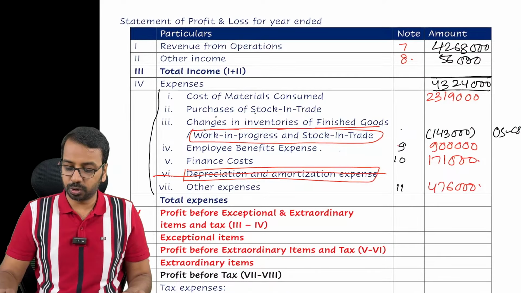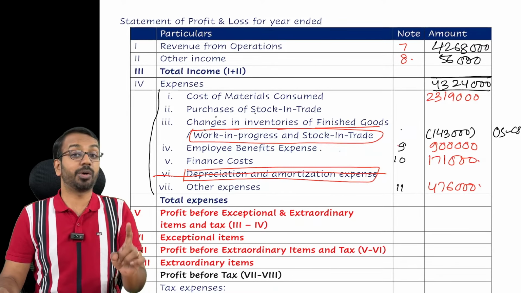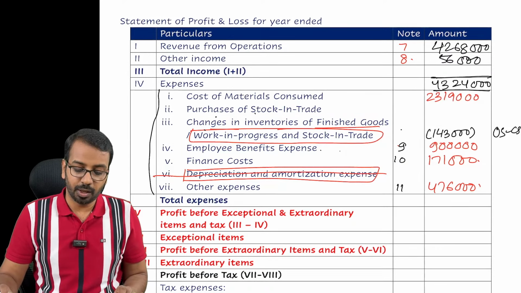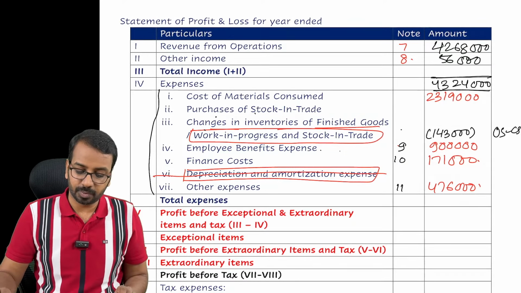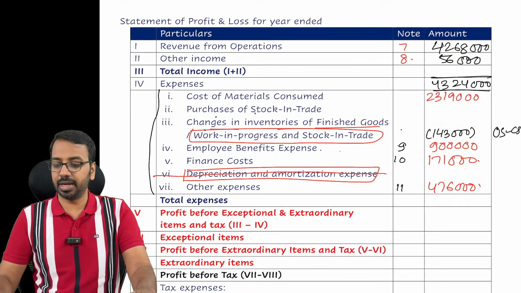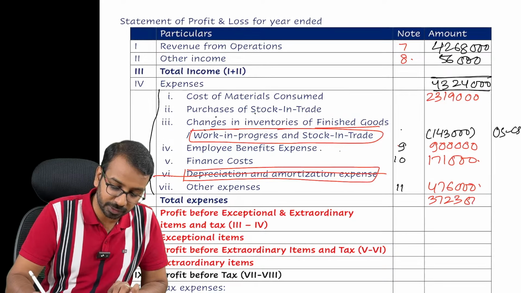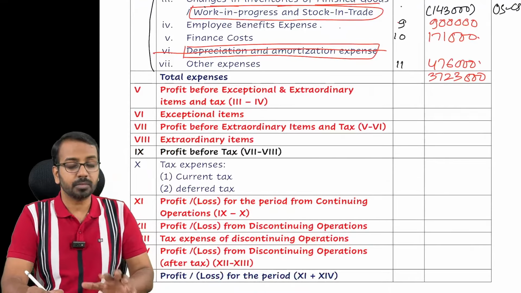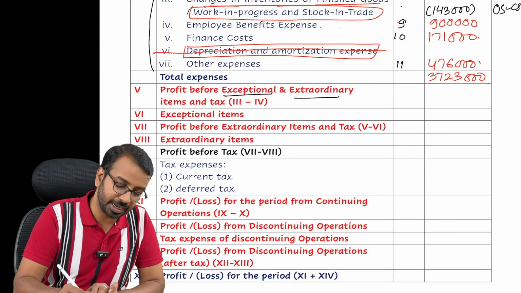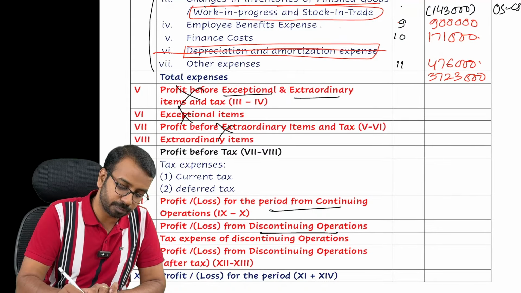Total of expenses: 23,19,000 minus, very very important, changes in inventory is negative. So minus 1,43,000 plus 9 lakhs plus 1,71,000 plus 4,76,000. We get 37,23,000. Now, if the question does not have anything on exceptional or extraordinary items, continuing operation, discontinuing operation, no need to write all of this.